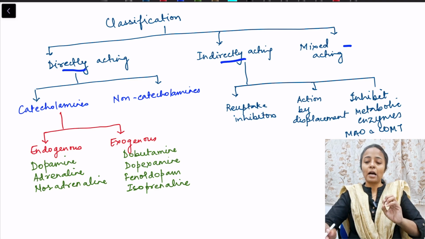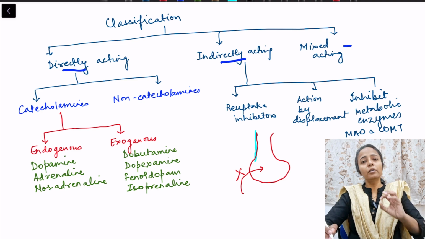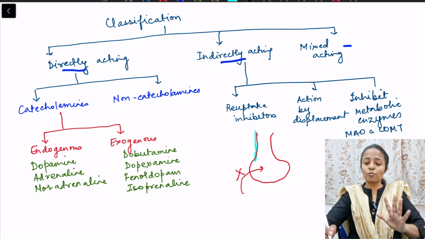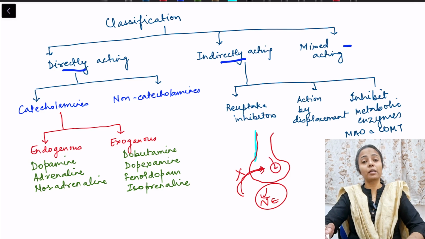Indirectly acting, how they will do, say suppose this is the neuron, and these indirectly acting drugs will inhibit the uptake of the catecholamines which are released in the body, that is norepinephrine which is released from the neurons. See, after release, most of this norepinephrine is taken back into the neuron terminal and it enters back into the synaptic vesicle.